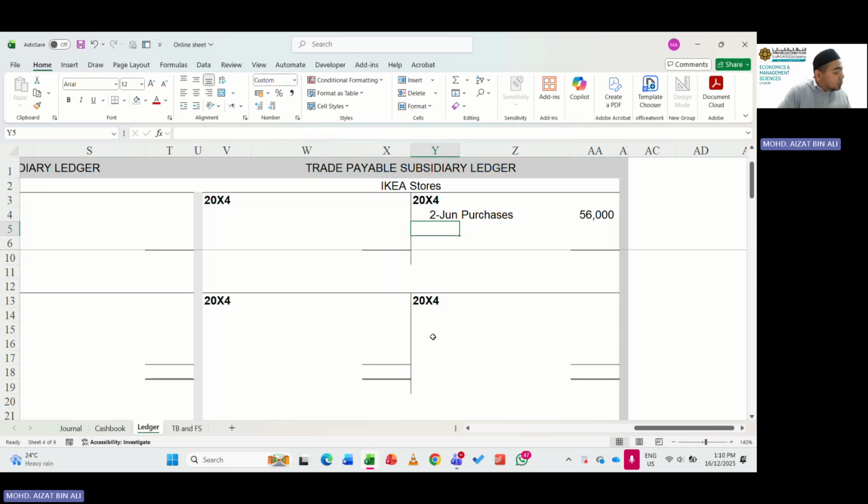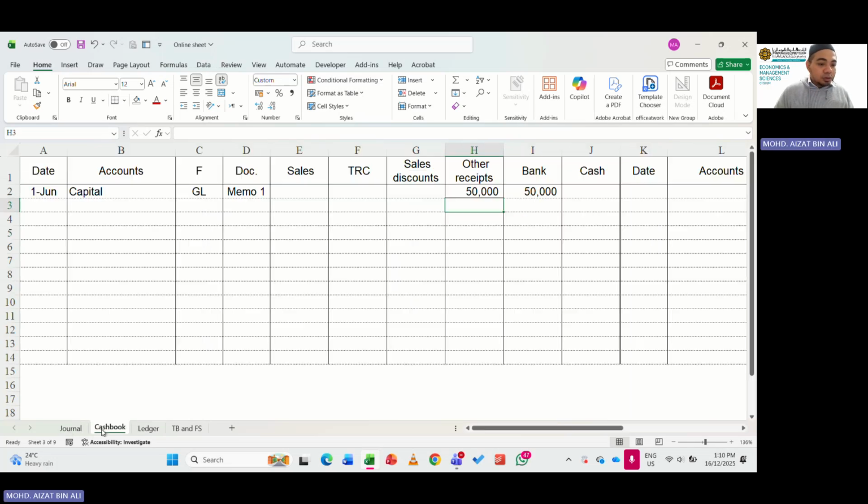Next, sold a bedroom set for 5,000 ringgit cash and a dining set for 4,500 ringgit cash. All takings were banked in on the same day. Issued receipt number 322. In this case, let's record this properly. Let's go to the cash book, because it is a cash transaction.